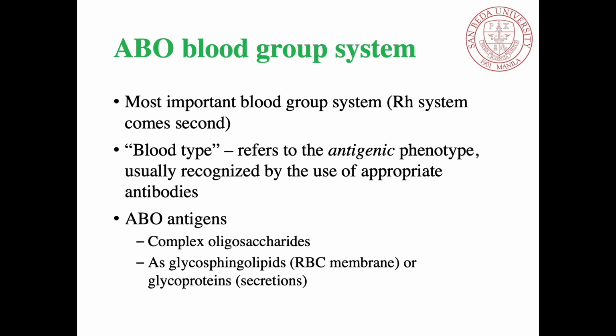Now, the ABO antigens are complex oligosaccharides that are actually present in most cells of the body and in certain secretions, not just the RBCs. For RBCs, these oligosaccharides appear to be mostly present in glycosphingolipids, whereas in secretions, the same oligosaccharides are present in glycoproteins.